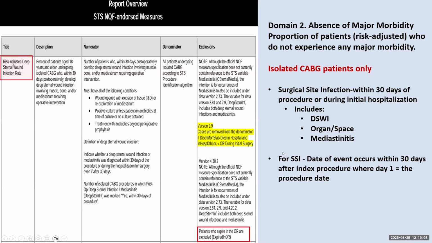I like to point this out that for infection, the date of the event occurs within 30 days after the index procedure, where day 1 equals the procedure date. That's a little different than how we count some other things, but this is how the infection people count it. So that's what we do. We follow their rules. Again, you can see that there's not a lot of exclusions here. Basically, if you expire in the OR, you'll be excluded from this particular measure.